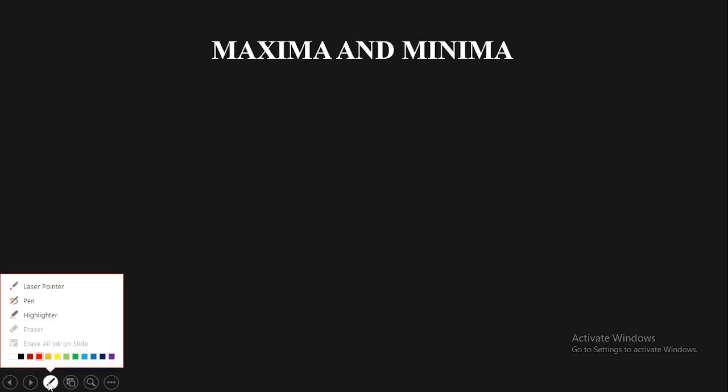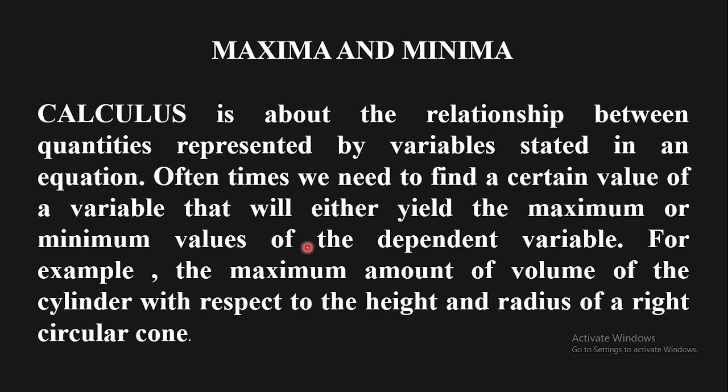Today we're going to discuss Maxima and Minima. Calculus is about the relationship between quantities represented by variables stated in an equation. Oftentimes, we need to find a certain value of a variable that will either yield the maximum or minimum values of the dependent variable. For example, the maximum amount of volume of a cylinder with respect to the height and radius of a right circular cone.